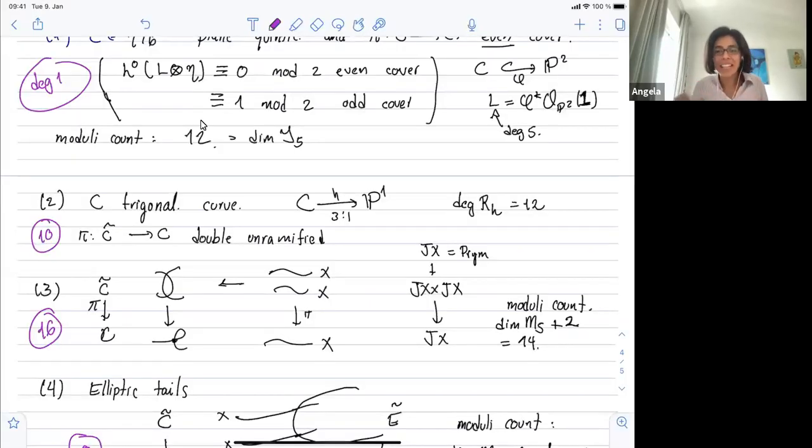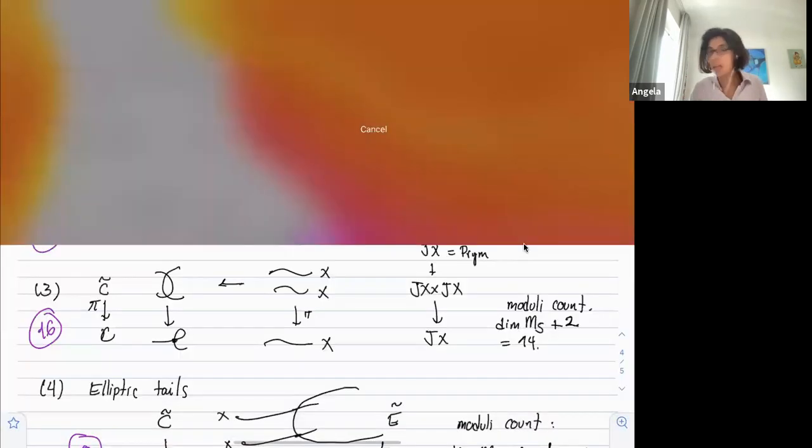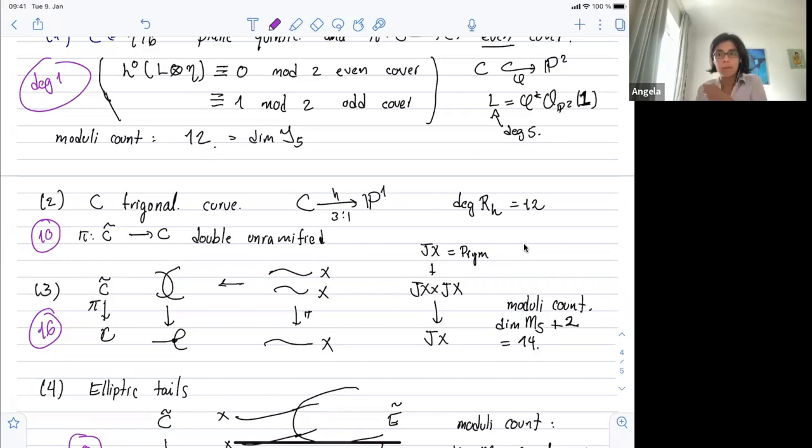Yes, the answer is correct. Someone answered in the chat: yes, two times, that's right. You compute the degree of the ramification, the branch locus, and you subtract C for the automorphism group of P1.